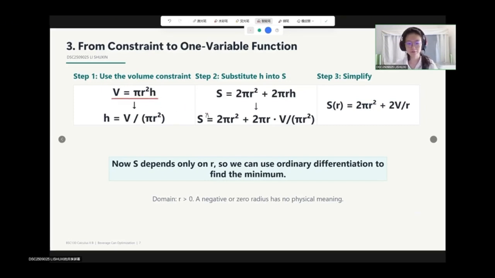Since the volume is fixed, we can express the height in terms of the radius, this one. Substituting this into the surface area equation gives this, and simplify into this. Now, the surface area depends on only one variable, the radius, so we can apply differentiation to find its minimum value.